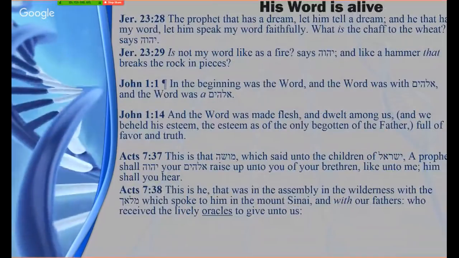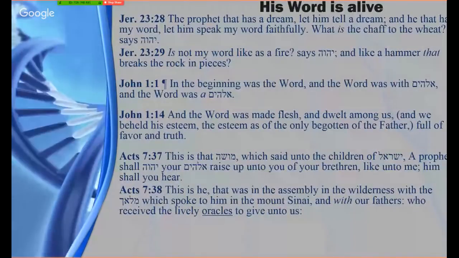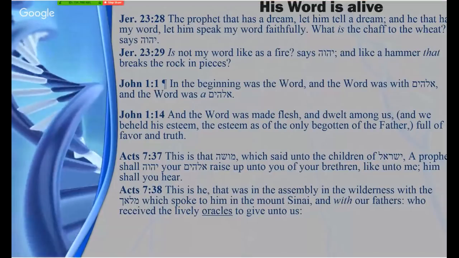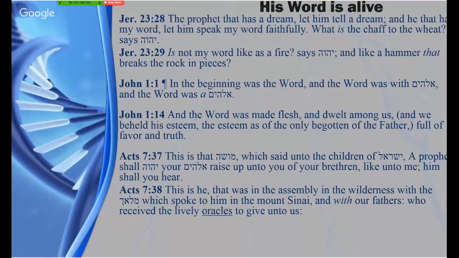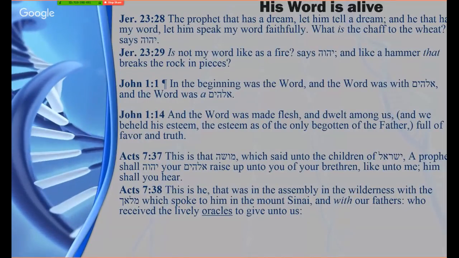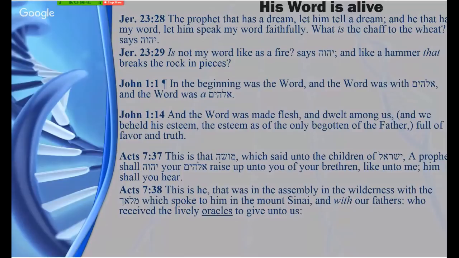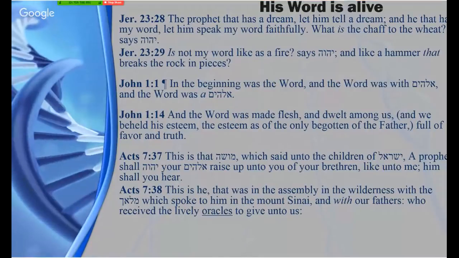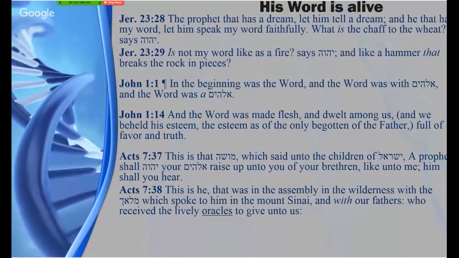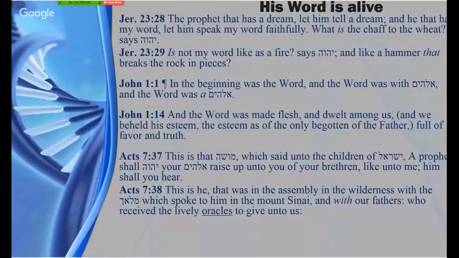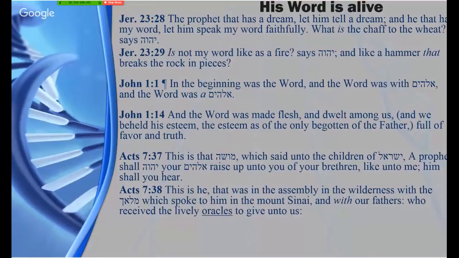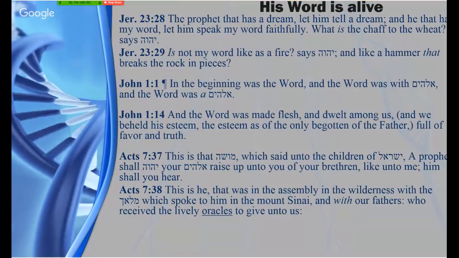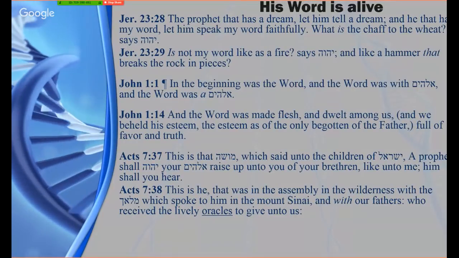Jeremiah 23:28 says, the prophet that has a dream, let him tell a dream, and he that has my word, let him speak my word faithfully. What is the chaff to the wheat, saith Yahuah? Is not my word like as a fire, saith Yahuah, and like a hammer that breaks the rock in pieces? Okay. In other words, his word is unseen, but how does it work? It starts to break down particles, or things that you can't see in your life. How many people say they're going through something in their life or in their mind or in their heart? Well, it's unseen, but it's seen through your actions. I can see it in your face. I can see it in the way you walk, the way you talk. Those things are seen, but these are all little particles.